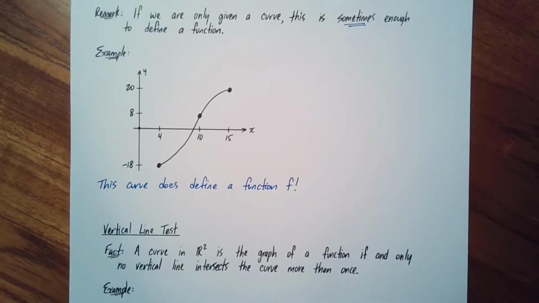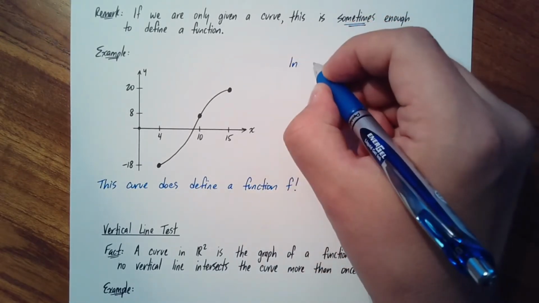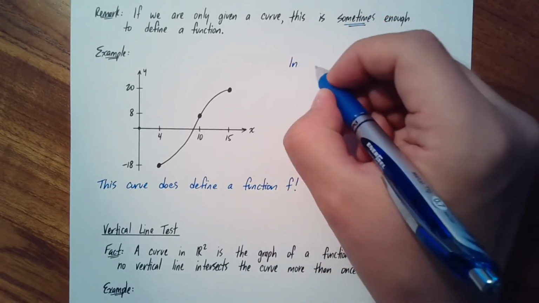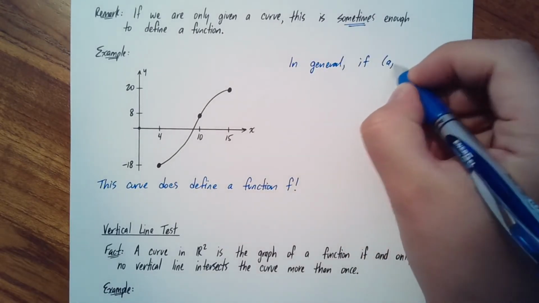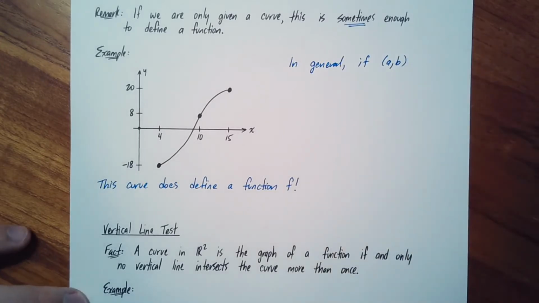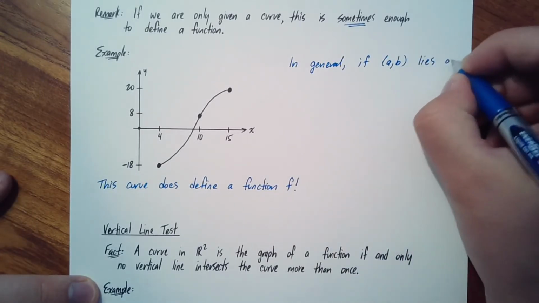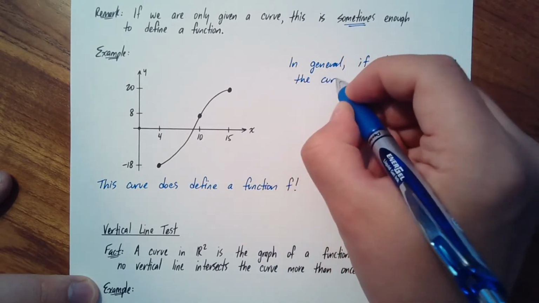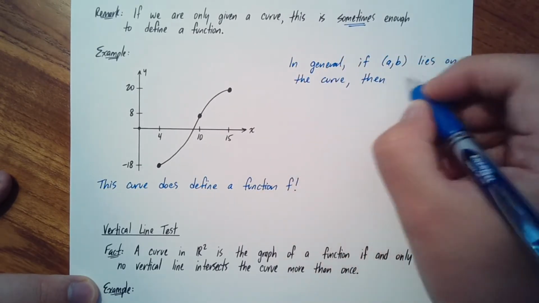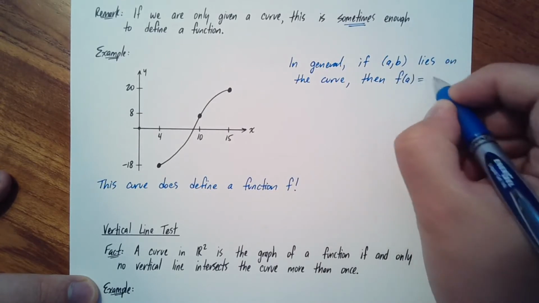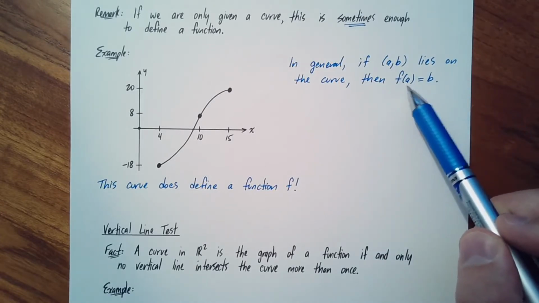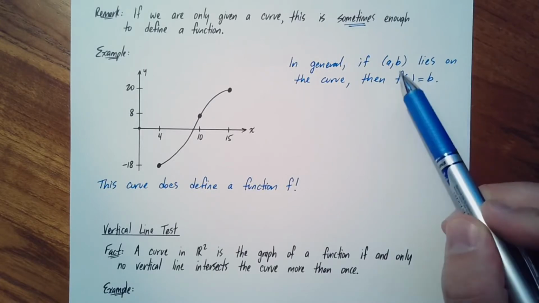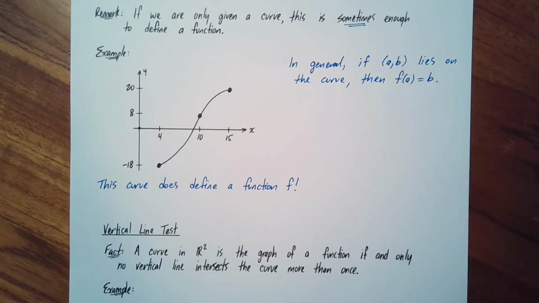Well, in general, I'll write the general rule first, and then we can write down some particular values. So in general, if a point, call it AB, lies on the curve, well then we'll just define f of A to equal B. So if a point AB lies on the curve, that tells you first of all that A is in the domain of f, and it tells you how to get the output value from the function f. When you plug in A, you get B, whatever the y-coordinate of that point is.